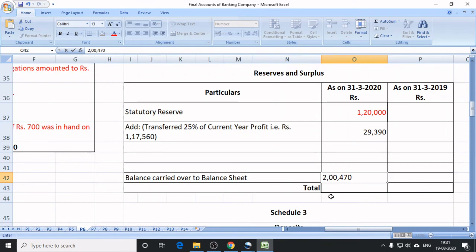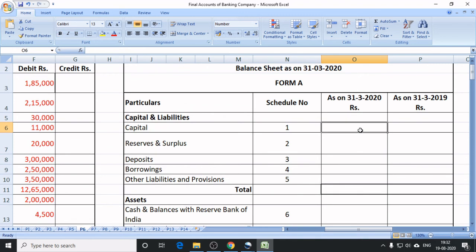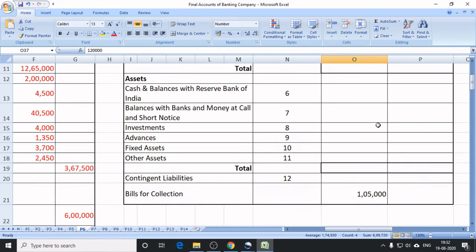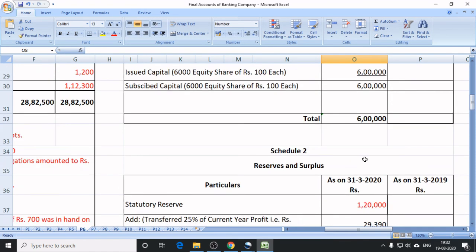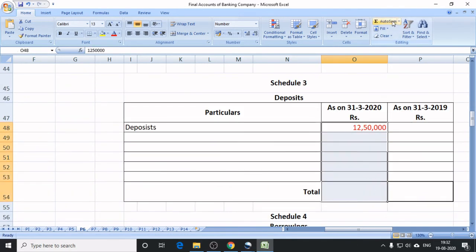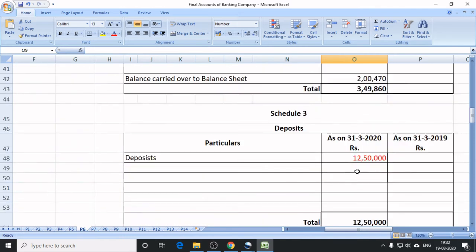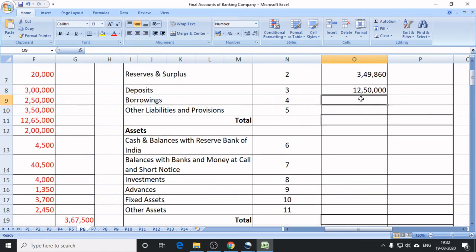Now let's close all the schedules one by one. First, capital. So here 6 lakh rupees. Record the summary of schedule number 1, 6 lakh rupees. Now schedule number 2, reserves and surplus. The total of these three figures is 3,49,860. Schedule number 3, there is only one figure, 12,50,000 rupees. Now schedule number 4, borrowings, 2,55,000.